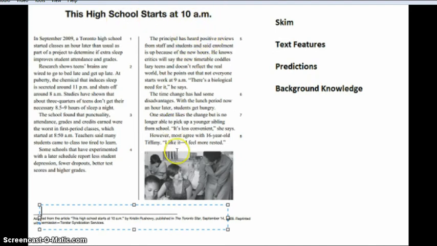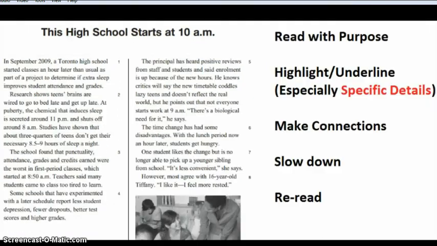So I look at the title, it says the high school starts at 10 a.m. I see the picture and these people are happy. I might think, geez, I'd love to start school at 10 a.m. I hate getting up early. So you start to make connections and predictions about what the article could be about. And really, you haven't read anything yet. You've actually just taken a look at what's available.